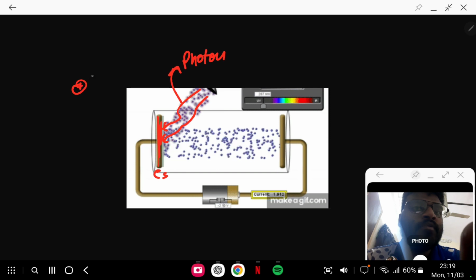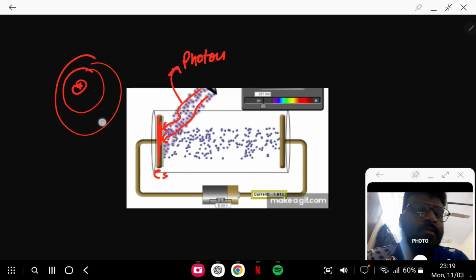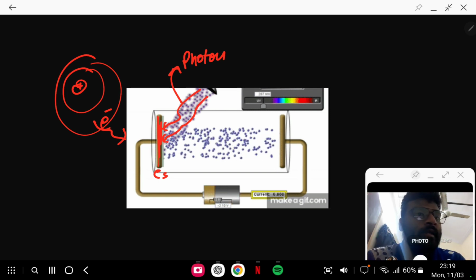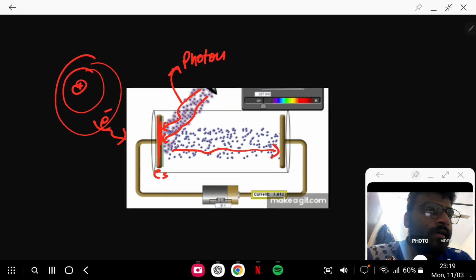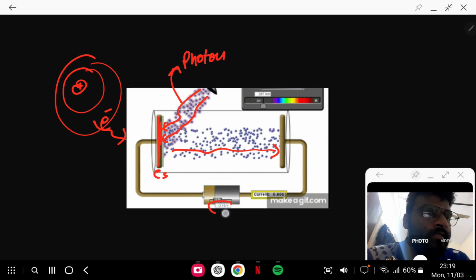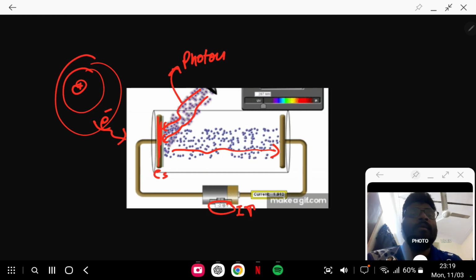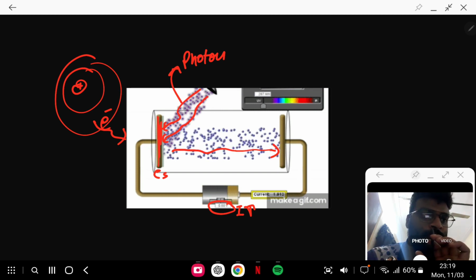For example, this is the atom, the nucleus, and this is an orbit. The outermost electrons get ejected out, and when they get ejected, they travel here, and the circuit is complete, and we can measure current here. There is a current. So this is all that is happening here, and this is called the photoelectric effect.